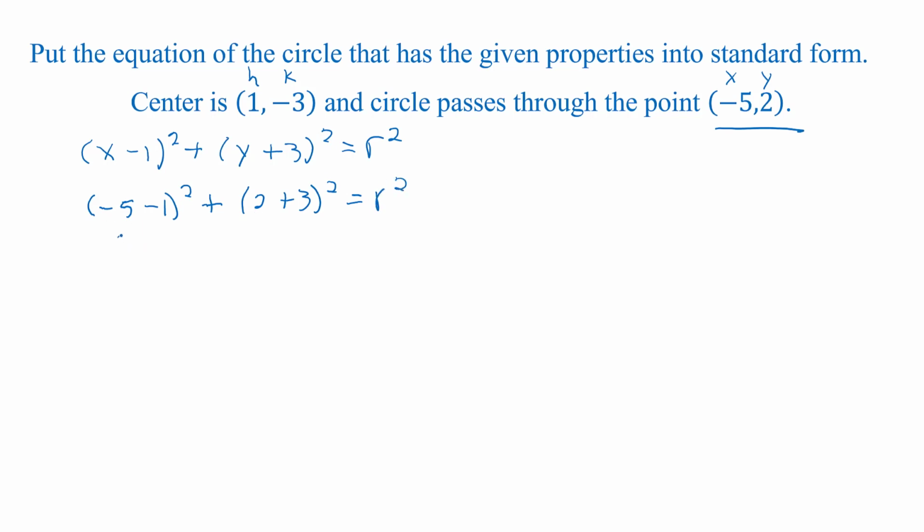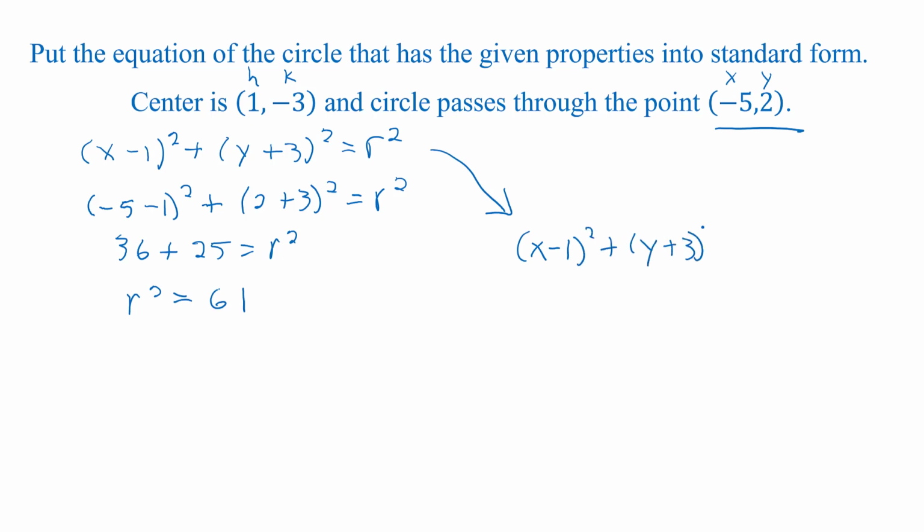Okay, so (-6) squared is 36. (2 + 3) squared would be 5 squared, or 25. So we find r squared is going to be equal to 61, it looks like. We don't really need to find r here. r squared is good enough for writing our circle. The equation of our circle would be (x - 1) squared plus (y + 3) squared equals 61. Okay, so we have it.